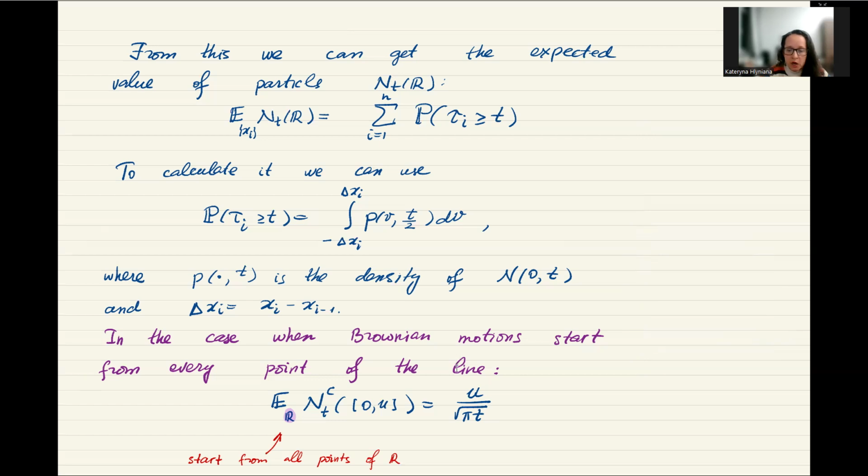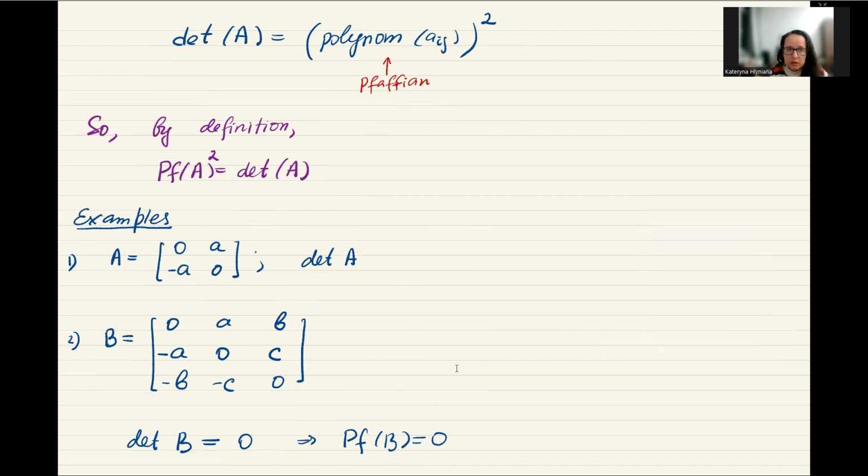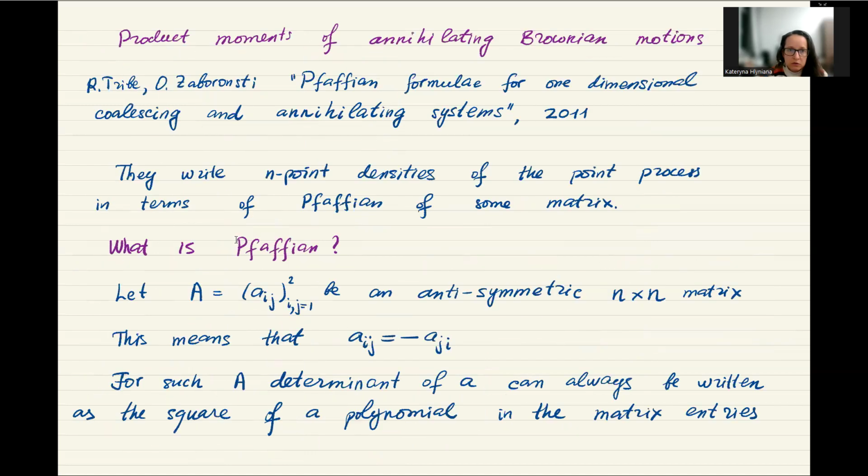Now, how can we proceed with the next step? I'm sorry, somehow 2 pages.